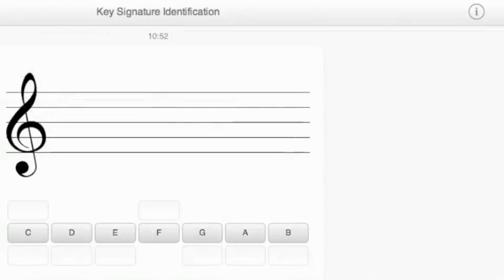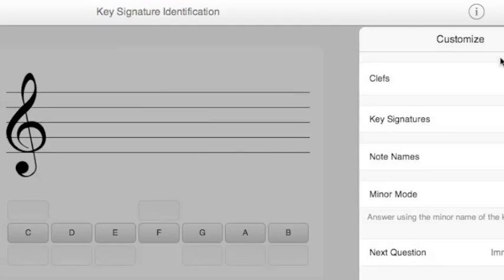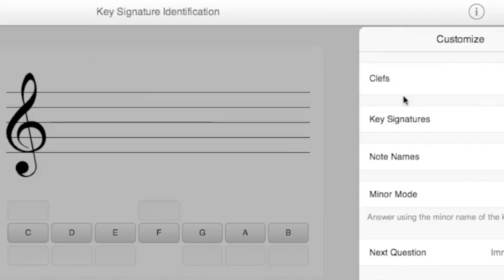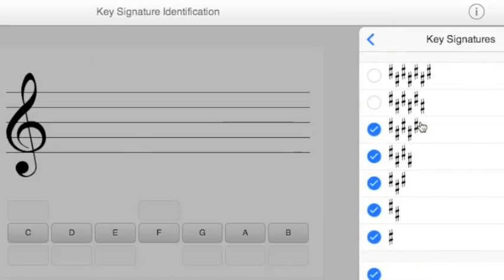Back to C. Okay, so apologies that the screen has all of a sudden changed, but what I wanted to do is show you just a little bit more of the screen and draw your attention to this area that the cursor's on at the moment. And what this does is it allows you to customize the exercise. So what I'm going to say is we're going to stick to just the treble clef for just now, and we're going to have all of our key signatures.